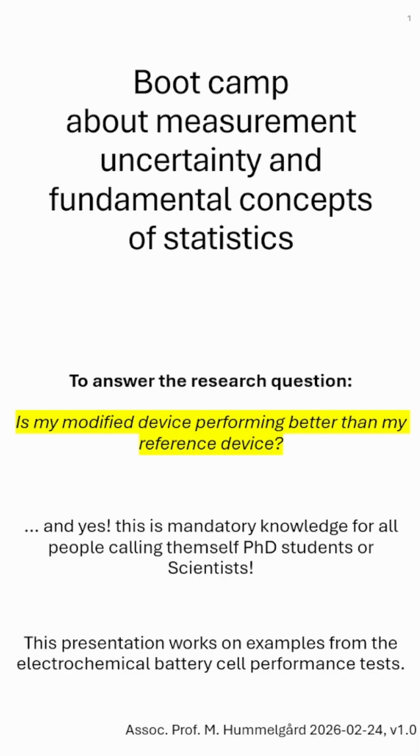I'm talking about this because there is one fundamental research question that most researchers are actually working on, and that is: is my modified device performing better than my reference device? I mean, you do some kind of improvement of materials in your research, and you want to prove that, right? So how do you do that in a scientific way, in a significant way, as I say, a statistically significant way, if I'm being very detailed.